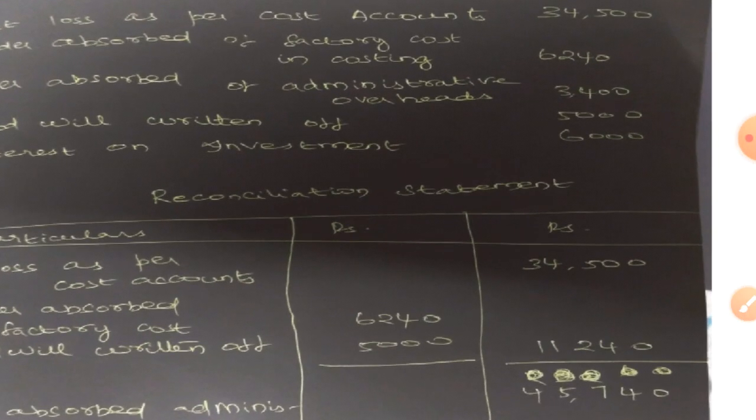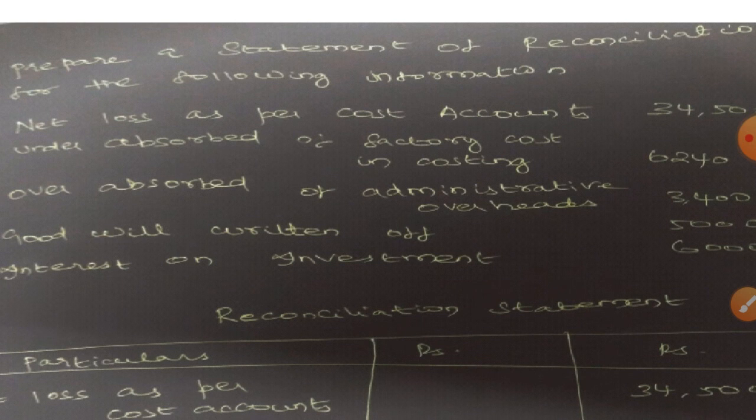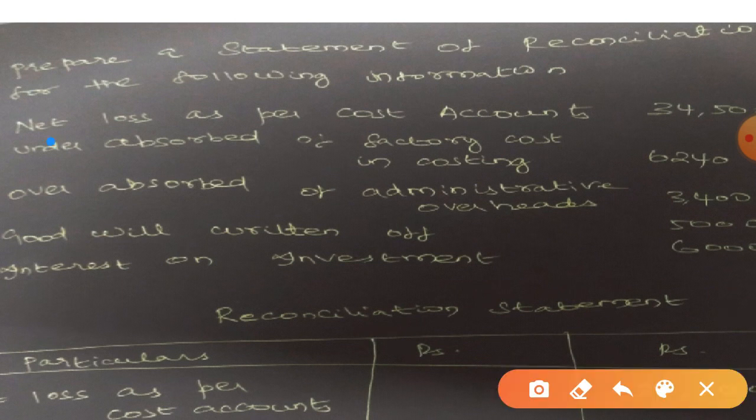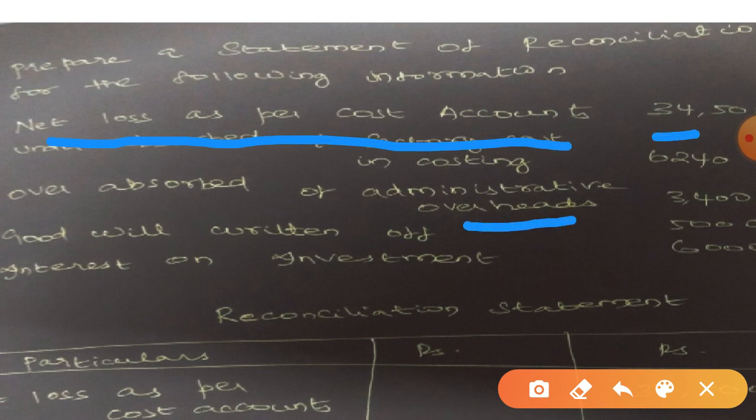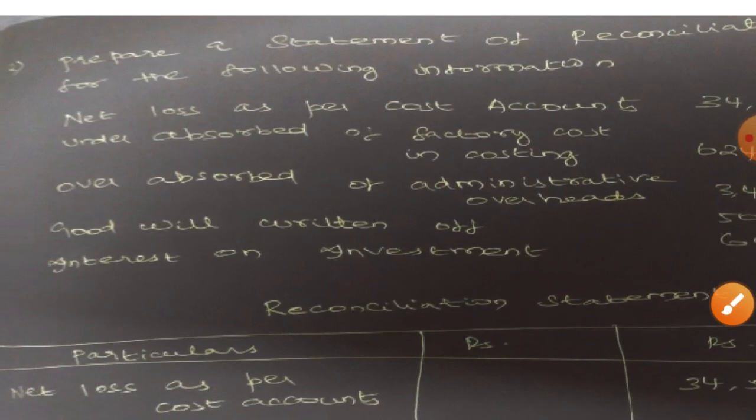So if you quickly have a look at the question, that is, prepare a statement of reconciliation for the following information, and you have been given a few pieces of information. The most important highlight of this question will be the net loss as per cost accounts, which is 34,500. Net loss as per cost accounts is 34,500. This has been given to us.